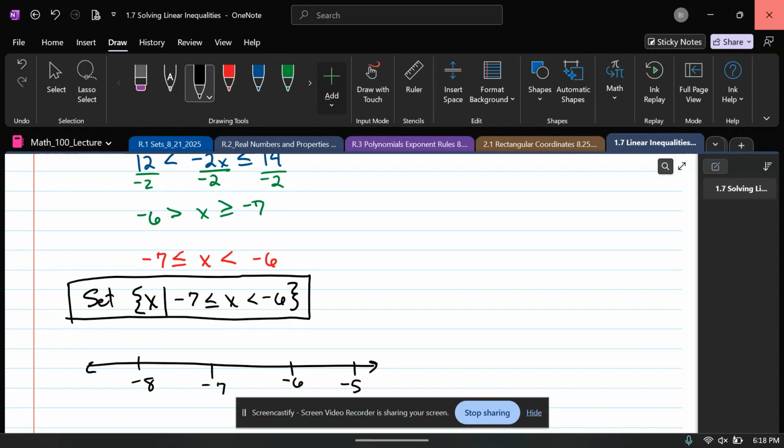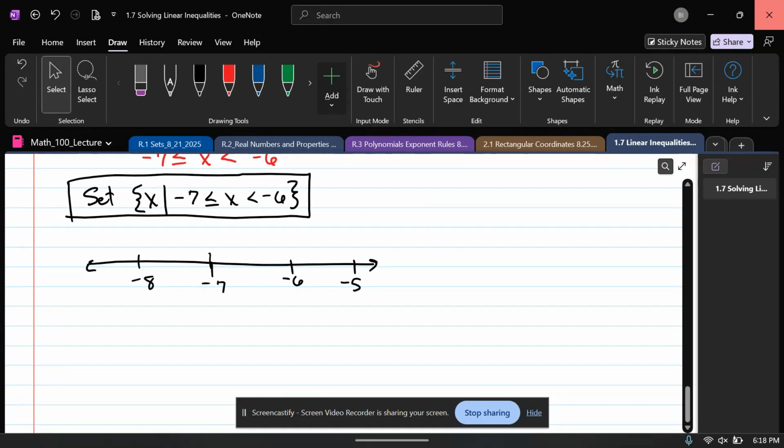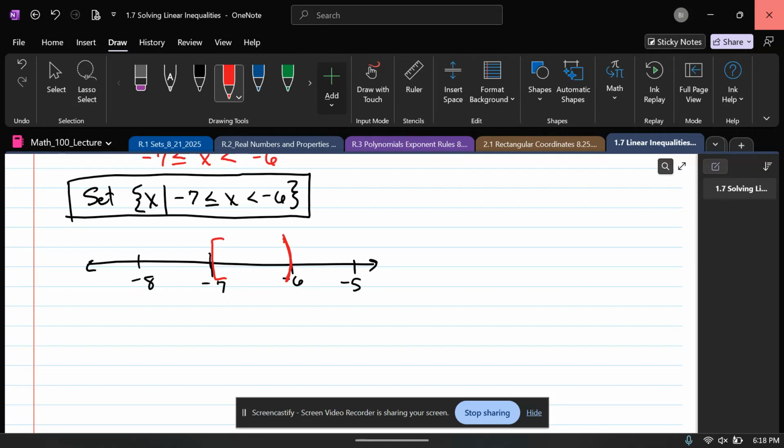I spread it out quite a bit there for no apparent reason, but what symbol goes on the negative 7? Bracket. What symbol goes on the negative 6, excuse me? Parenthesis, because it doesn't have the equal to mark. Where are my answers? In between. So there we go. There's our graph. That makes the interval notation really super easy. What's the interval? Bracket negative 7, negative 6, parenthesis. Boom.